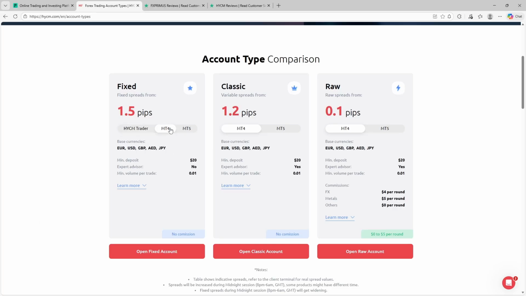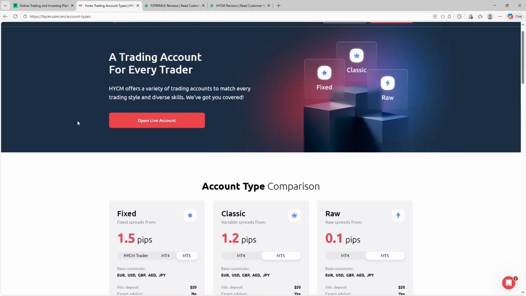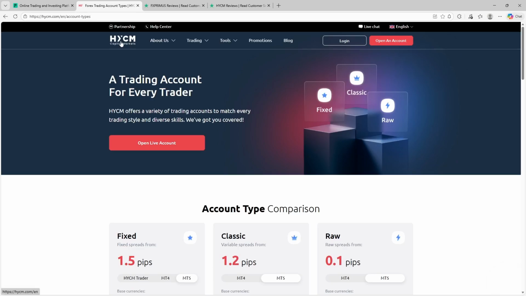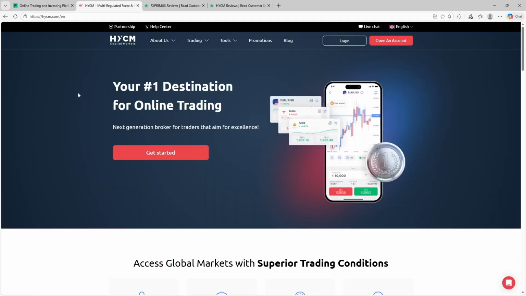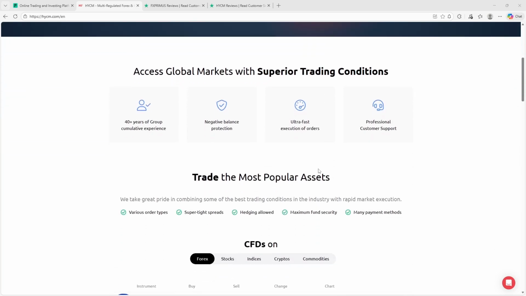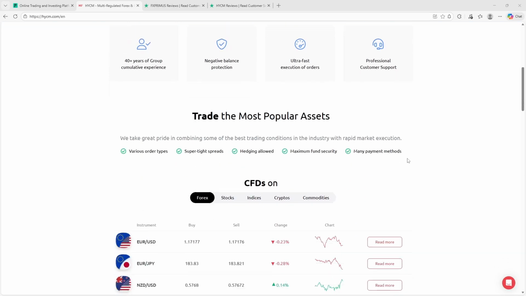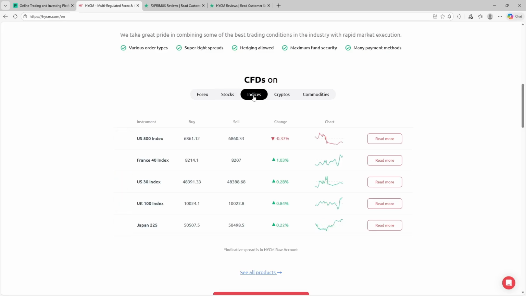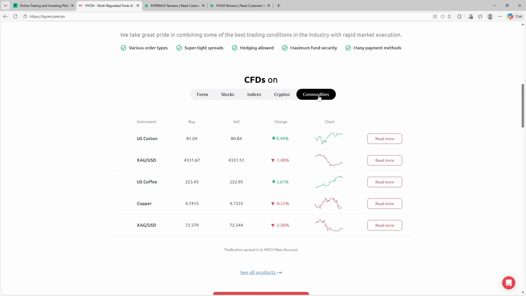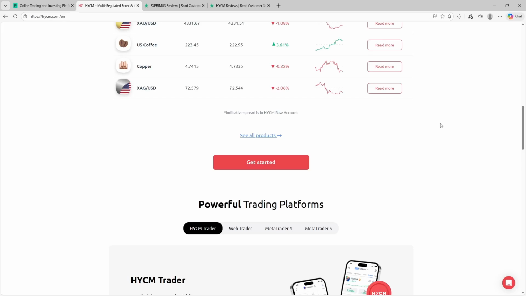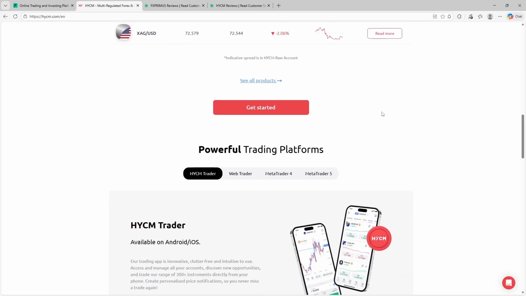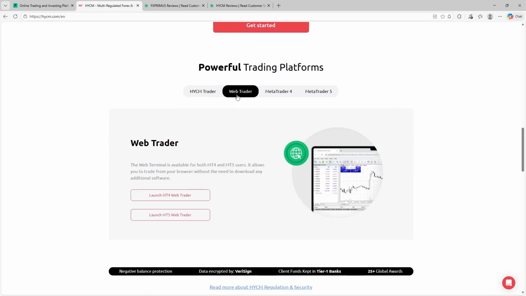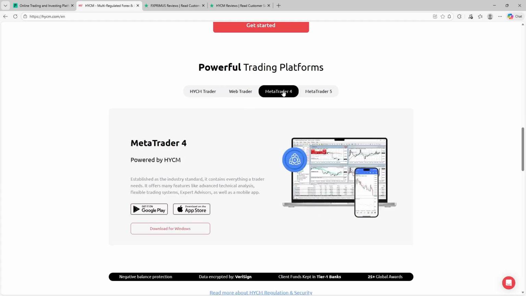on variable spread accounts. Feature-wise, HCYM provides access to MetaTrader 4 and MetaTrader 5, along with its proprietary HCYM Trader platform on selected accounts. Expert advisors are supported on classic and raw accounts, while fixed accounts limit automation flexibility. Traders can access Forex, indices, commodities, metals, cryptocurrencies, and equities, though the overall instrument list is more traditional than expansive. Execution is market-based, and order handling prioritizes stability over speed optimization.